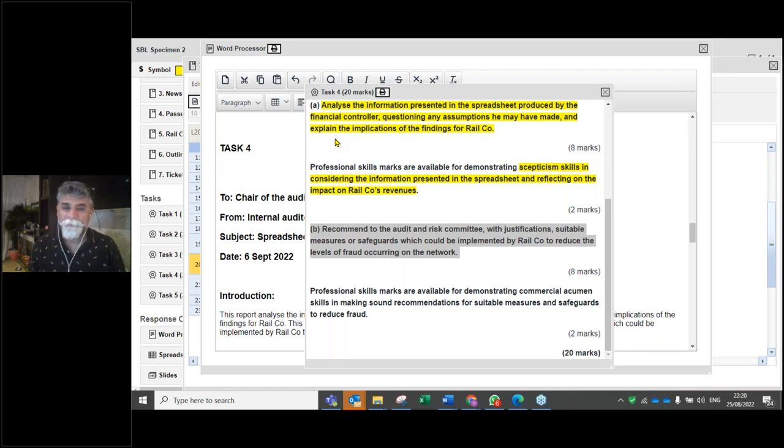What is your justification? So the question says give recommendation along with justification. So how would ticket barriers help in reducing fraud? Justify. If you are saying install ticket barriers, I will ask you why. How will it reduce the fraud? How will installing ticket barriers reduce the fraud? How?